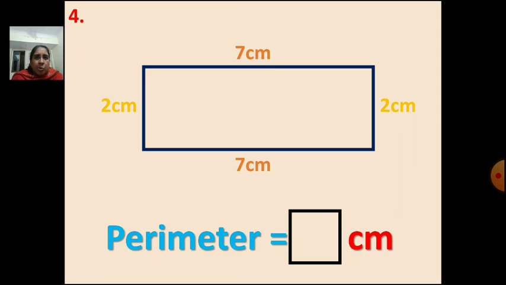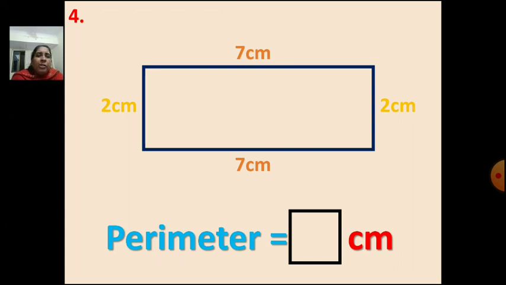Now next question. Here again you can see it is the shape of a rectangle. So length and breadth is given: 2 centimeter, 7 centimeter, 2 centimeter, 7 centimeter. Right? So what is the formula to find the perimeter of a rectangle? Perimeter of a rectangle is equal to the sum of the length of four sides. How many sides can you see in this figure? 4 sides. So you have to add the length of all the 4 sides of a rectangle.